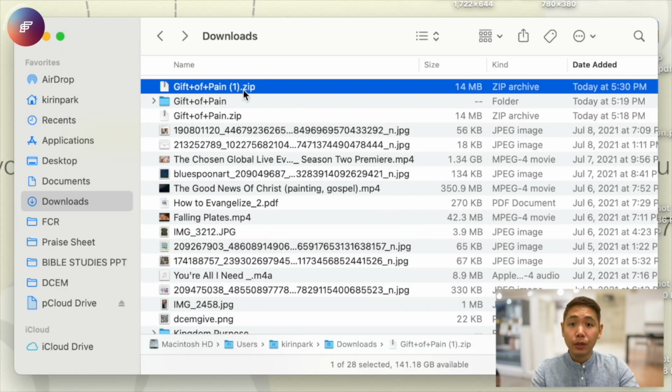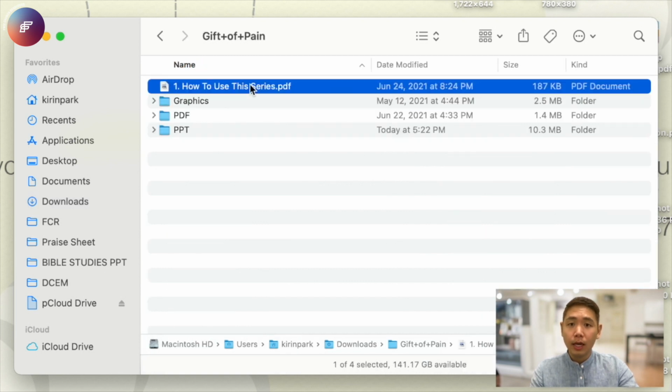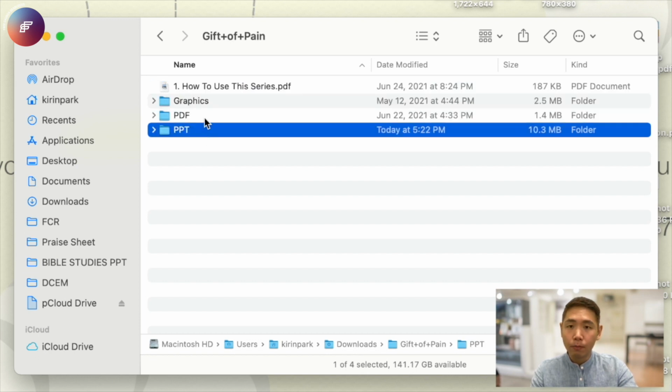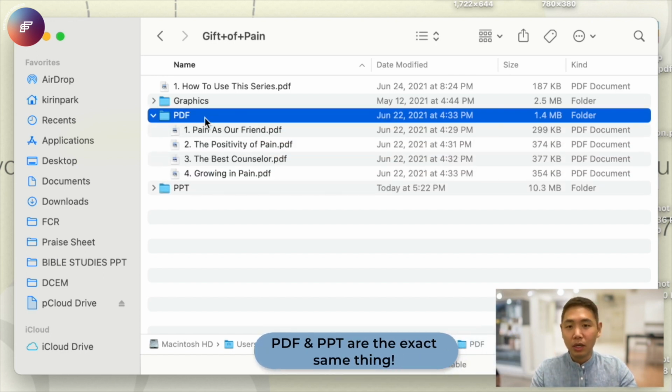Once you've downloaded the zip file, unzip it and go to the folder. Once you go into the folder, there is a how to use this guide. Very, very helpful. You need to read that. But for our purposes, we're going to go to either the PDF or the PowerPoint. The PDF and the PowerPoint are the same exact thing. The only difference is one is paper method.